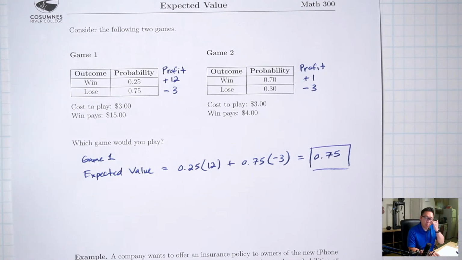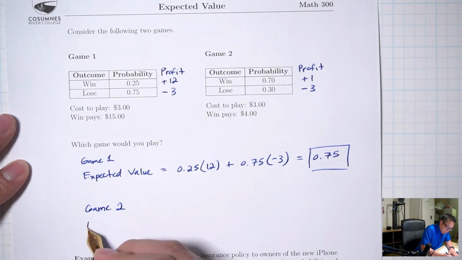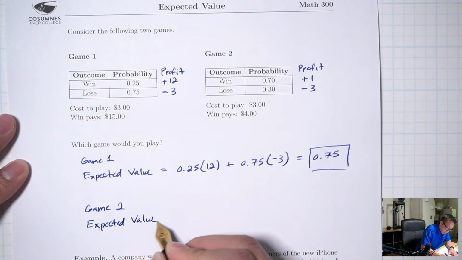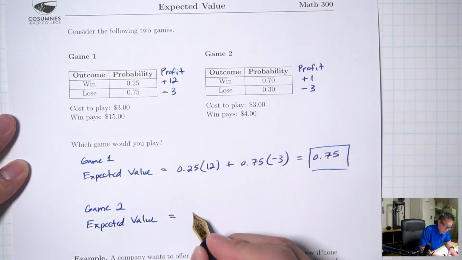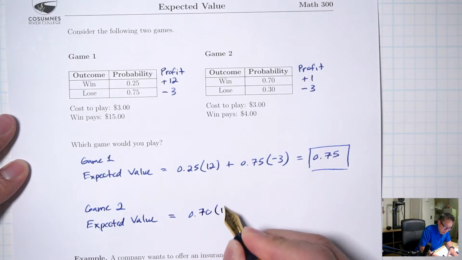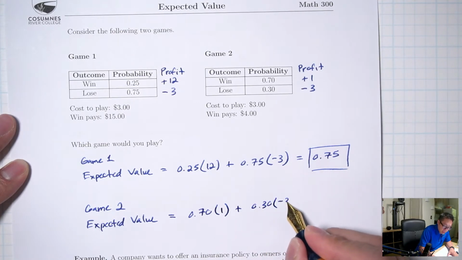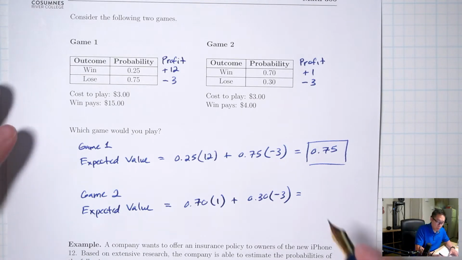And let's do the same thing for Game 2. Probability times profit plus probability times profit. So 0.70 times 1 plus 0.30 times negative 3. And I get negative 0.2.